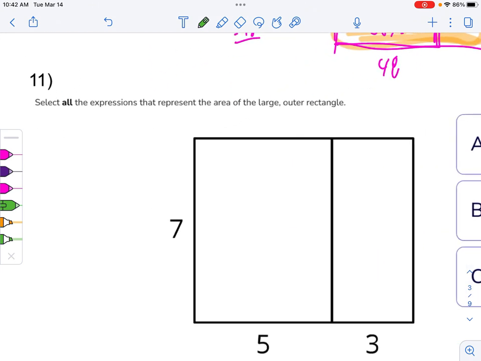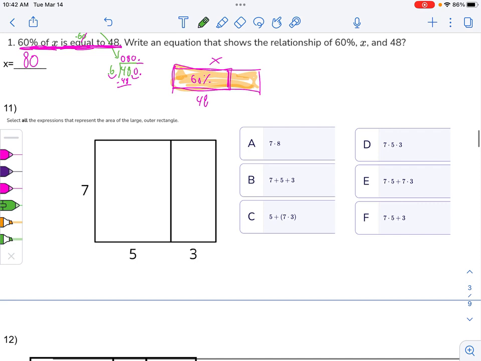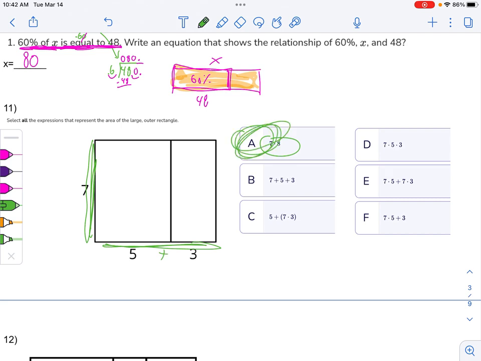Let's keep going here. Select all the equations that represent the area of this rectangle. Okay, so 7 times 8. Now that feels fishy, but I'm going to try it. So 7 times 8. It would work if, oh yeah, 5 plus 3 is 8, totally works. Ding, ding, ding.